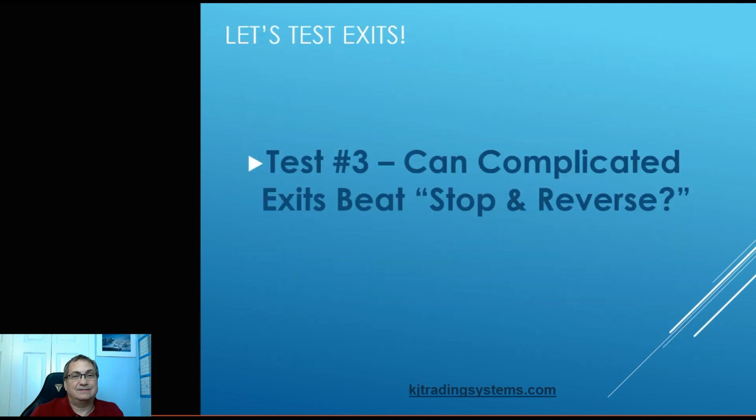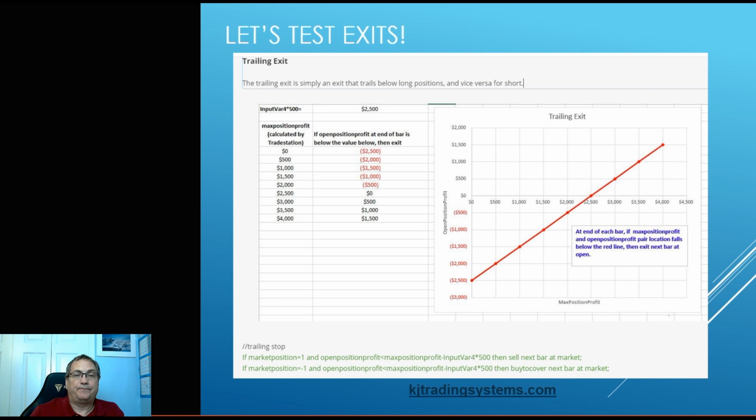So now in this test, I'm going to look at complicated exits. Can those beat stop and reverse? I don't know. I hope so. So here's the first one I looked at. It's a trailing exit. And basically, it just kind of follows your max profit, and it always stays, say, $2,500 off of your max profit. So it trails. If you're in a good trend, you're always going to have that stop trailing about $2,500 down. And obviously you can vary that amount, but that's a simple trailing exit.